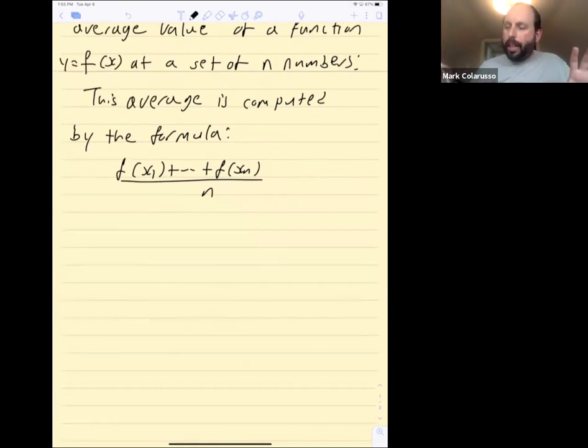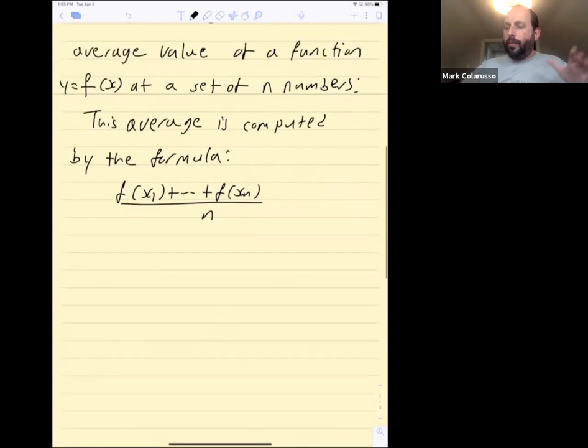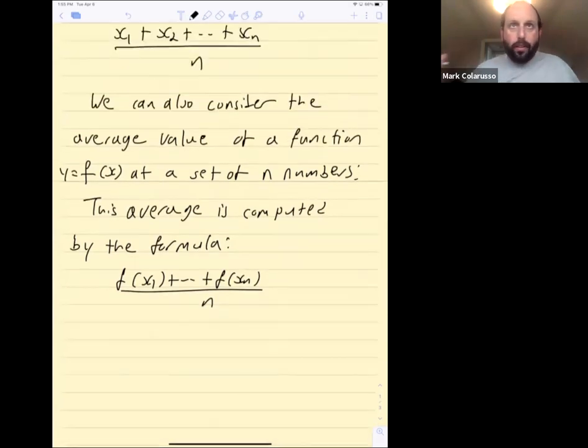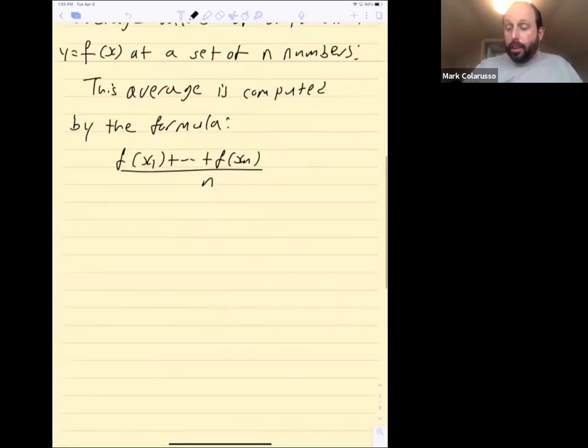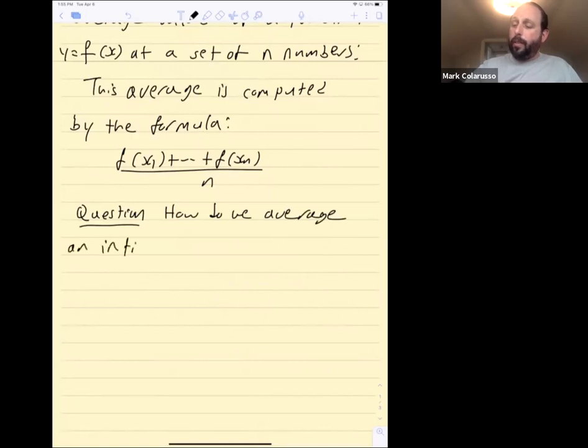What we're going to be doing has to do with averages of an infinite set of numbers. This is how you average a finite set of numbers, a finite set of points. How do you average an infinite set of numbers? And this is not so obvious. So the question is, how do we average an infinite collection of numbers?